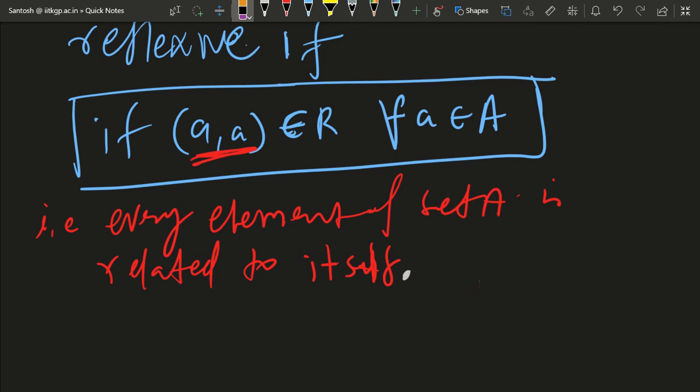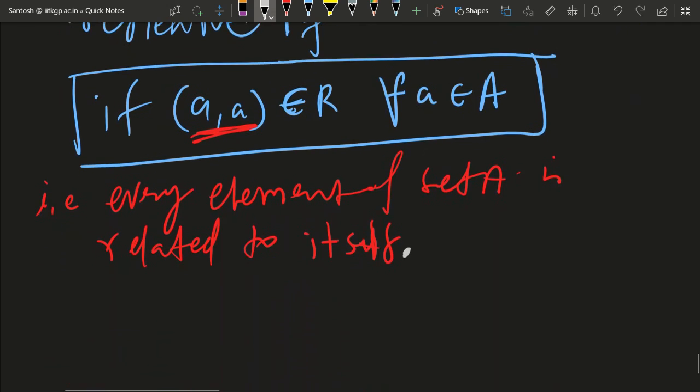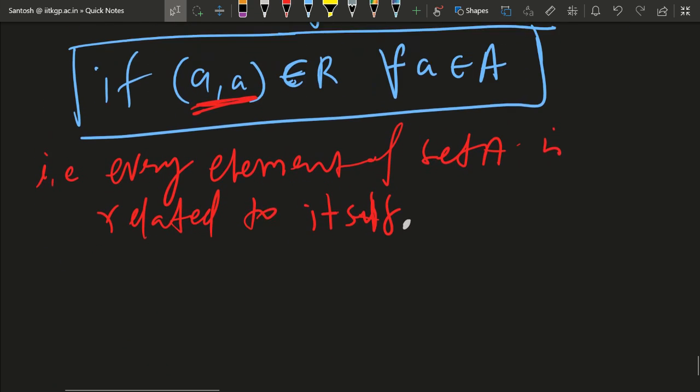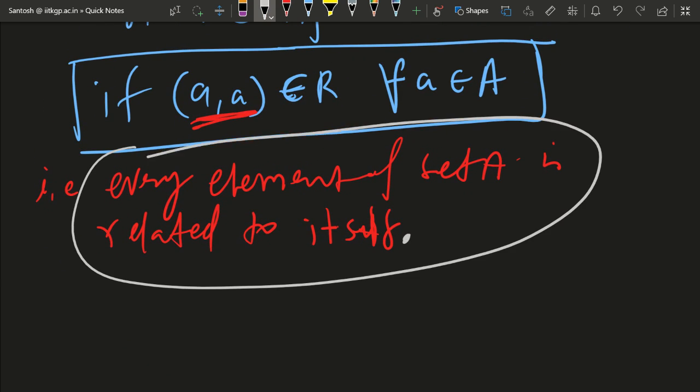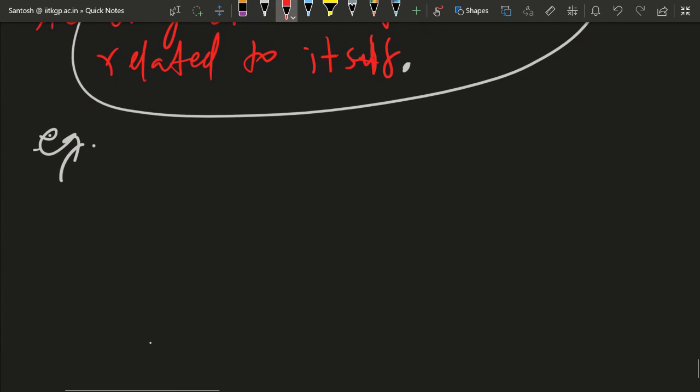Okay, now I will write one example and I will ask you. The example is from the book only. Just remember this part, either in words or in the mathematical way: A, A belongs to R for all A belongs to A. Every element of set A is related to itself. That is required. For example, suppose set A is 1, 2, 3, 4, and we are defining a relation on this.